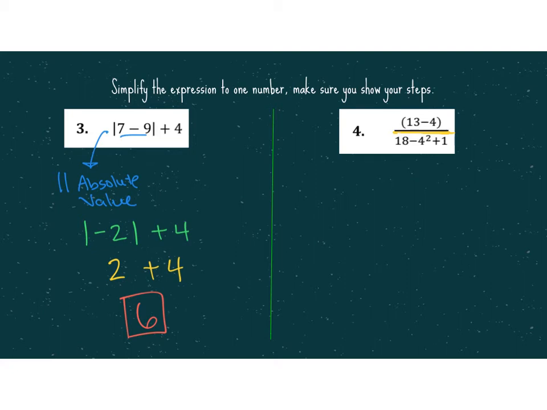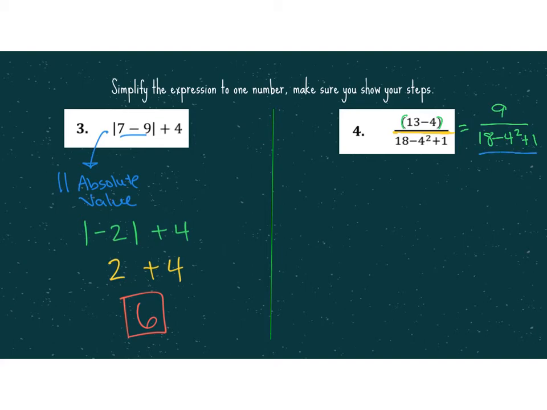The first thing that I'm going to do is take care of that top. I have 13 minus 4 there. 13 minus 4 gives me 9. So I end up with 9 divided by still that whole expression on the bottom that we haven't touched yet. 18 minus 4 squared plus 1. Now, there's nothing else that I can do up on the top with the 13 minus 4, so I'm going to go ahead and take a look at the bottom.